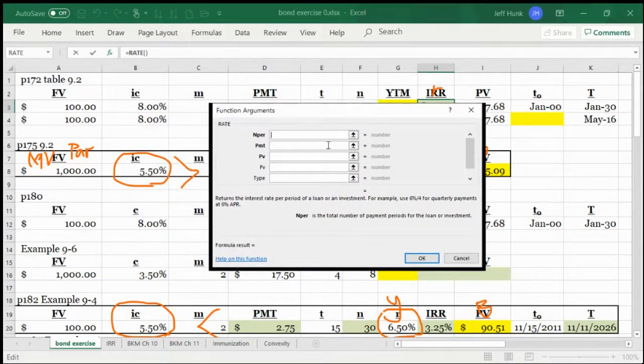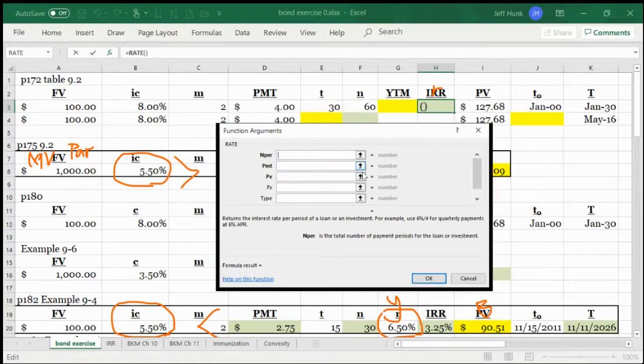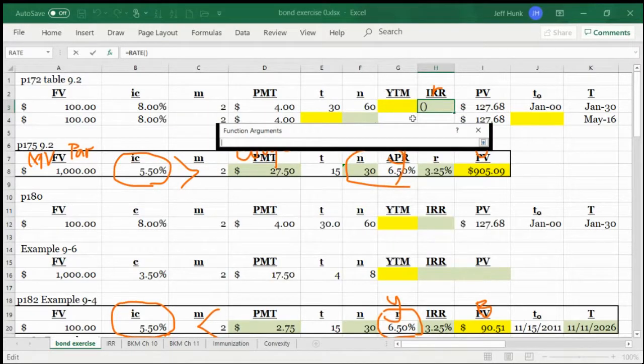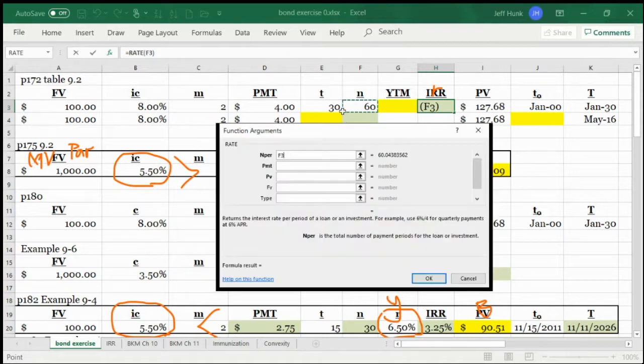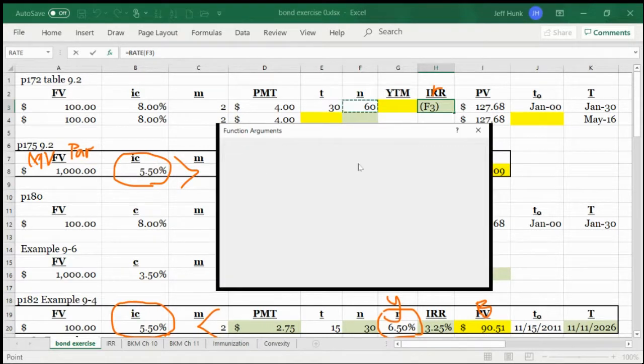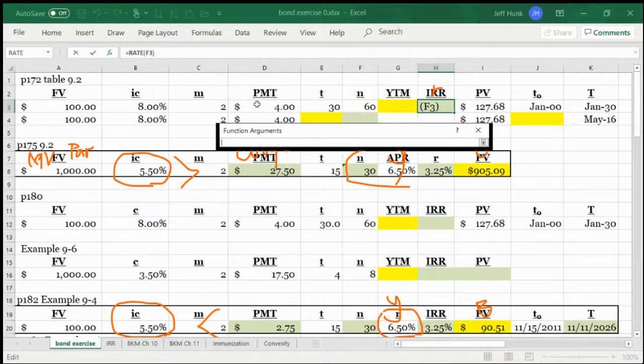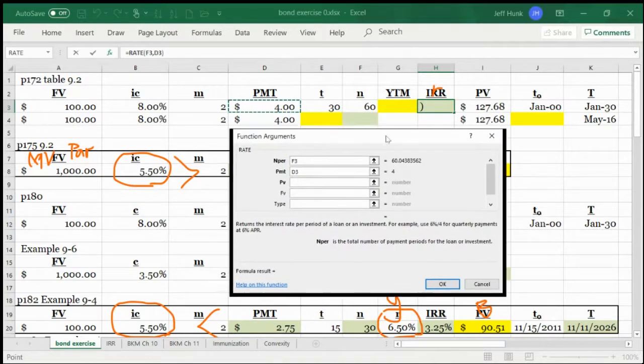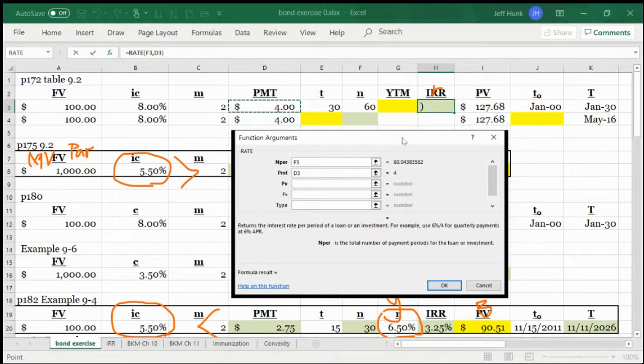First it's asking for n, the number of periods. N is, there you go. All right, you click it in. Payment, this is the payment. You enter it. And of course, this is a financial calculator setup, right? This is a financial calculator setup.